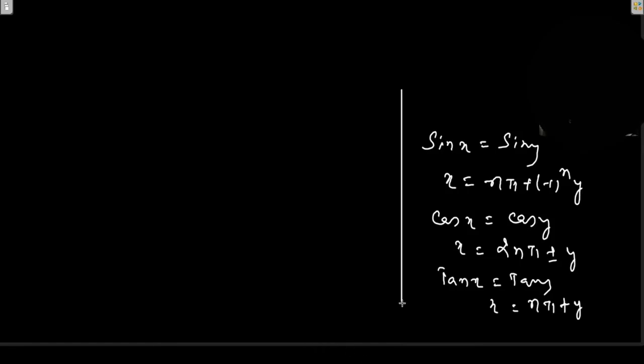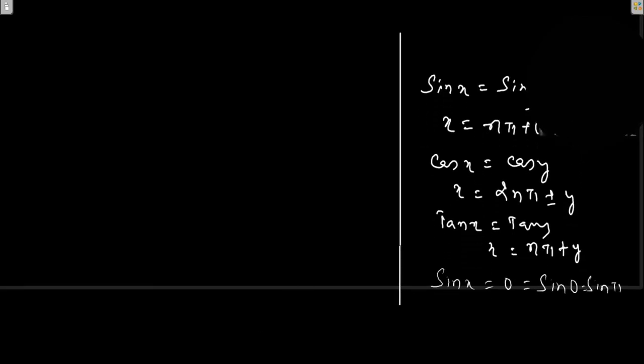Then finally there are two more, and I hope you already know it, but still we will do it. In this special case, sin x equals 0, which means it is either sine of 0 or sine of pi. So any multiple of pi would give 0. So in this case, my general solution is written as x equals n pi, which is a special case. If you put it over here, it's n pi plus minus 1 to the power n into 0, so this is n pi anyhow.